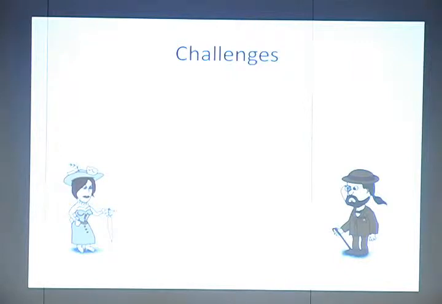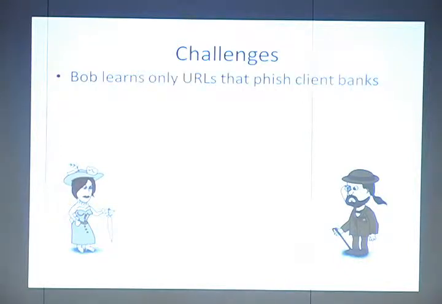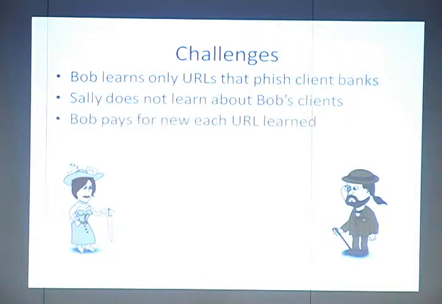OK, so what are the challenges we're trying to meet with this protocol? First, Sally doesn't want Bob to learn anything except the URLs for his clients, because otherwise she's not going to be compensated fairly. He only wants to pay for those. On the other hand, Bob isn't willing to reveal to Sally his client list. So Sally shouldn't learn anything about Bob's clients.